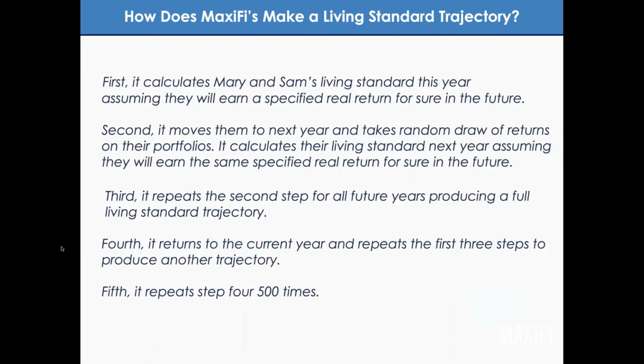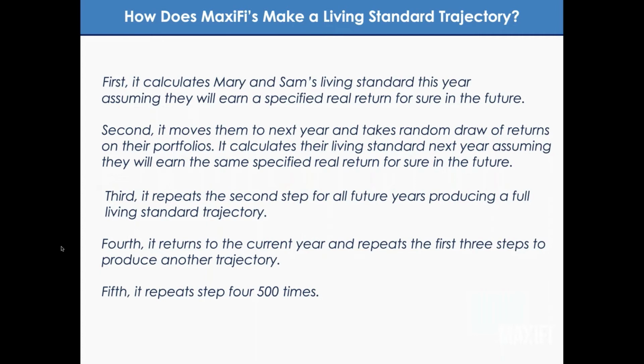So how do we actually make these living standard trajectories? Well, let's think about Mary and Sam. I think they were 54 and 55. Right now we know where they're at. They give us their information. We figure out what they're going to spend this year under the assumption that they're always going to earn 1% real. So it's kind of like an as-if. I don't know what I'm going to earn in the future, but what if I was always going to earn 1%? Well, how much would I spend this year? And we figure that out. We figure out what that living standard per person is, and we write down that number inside the computer.